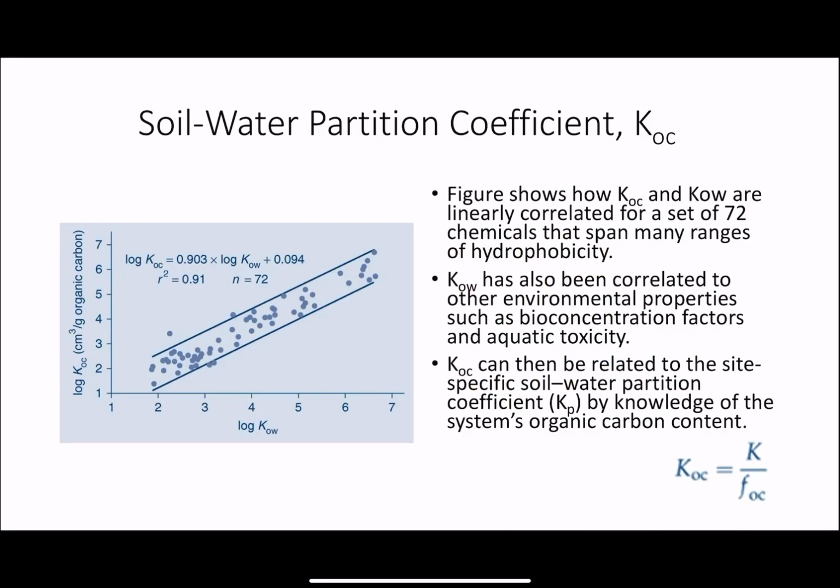There is a correlation between KOC and KOW, and this is the equation that we use a lot. If you have KOW, you could find KOC. You can see how small, how big is R square. And of course, this is for N equals 72. If you plot log KOW versus log KOC, you'll end up with a straight line.